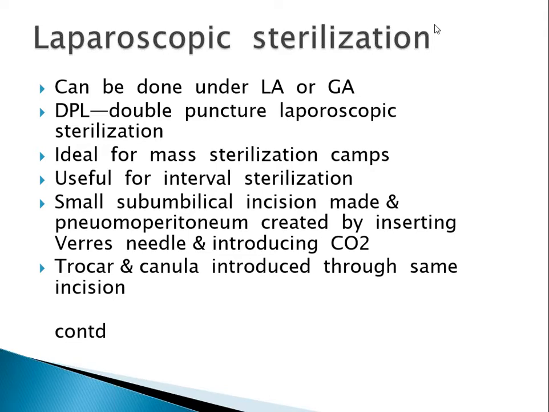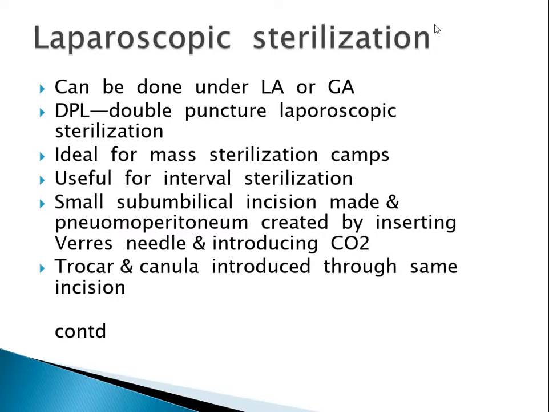Experienced laparoscopic surgeons can do even up to 1,000 cases per day. That is, some years back when mass camps were conducted and people were getting motivated, some of us could do even about 800 to 1,000 cases per day. So you can imagine how fast it has been done. Okay, so this can be done. This DPL can be done under local anesthesia or general anesthesia. Naturally, in the camps we do it under local anesthesia. In a hospital setup, then we may do it under general anesthesia.